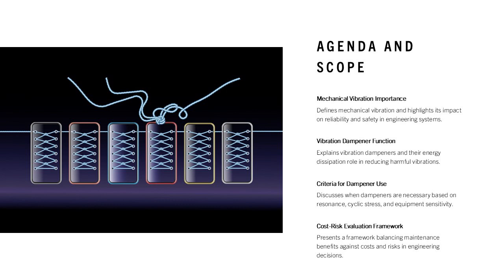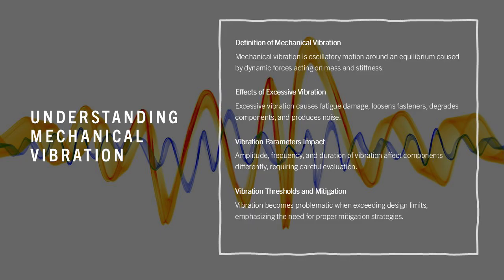This agenda reinforces that the topic will be addressed systematically rather than anecdotally, aligning with professional engineering standards and good design practice. Mechanical vibration is defined as oscillatory motion about an equilibrium position. In engineering systems, vibration arises when dynamic forces act on mass and stiffness, producing motion that repeats over time.